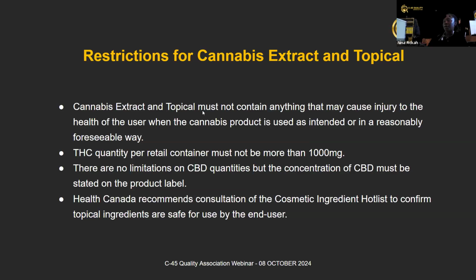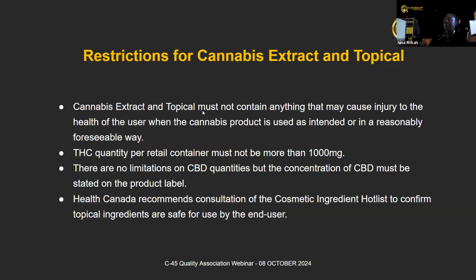Restrictions for cannabis extracts and topicals. Cannabis extracts and topicals are not allowed to have anything that may cause injury to the health of the user when the cannabis product is used as intended or reasonably foreseeably intended. The THC quantity, we all know this, in a retail unit or immediate container, must not exceed 10,000 milligrams. There are no limitations on how much CBD can be in a retail unit, but the CBD concentration must be reported on the product label of these cannabis extracts or topicals.